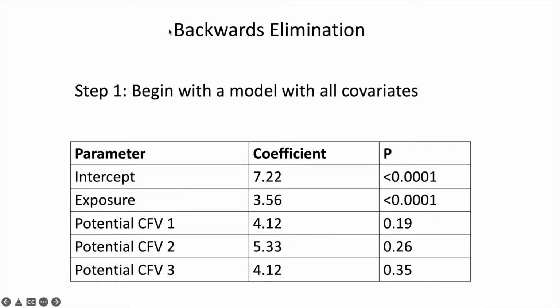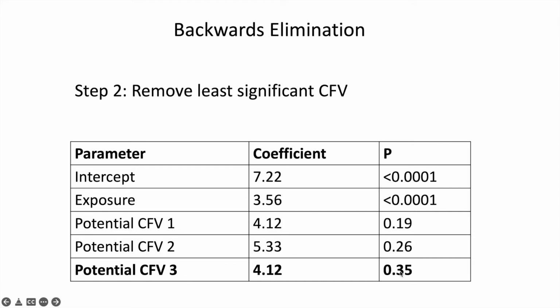So this is our full model, and we can see that we don't care about the intercept and exposure. They're not what we're removing. We're going to force those into the model, and they're significant anyway. But among these three confounders, the one that is the least significant, and that means it's least likely to be related to the outcome, we can get rid of that one first.